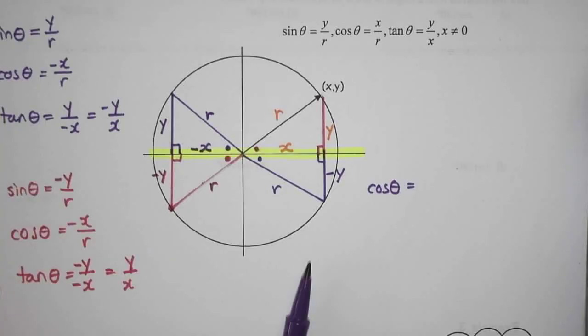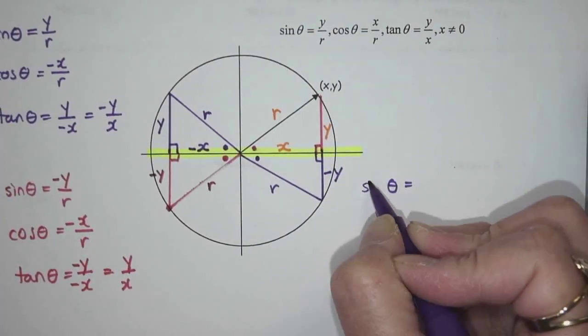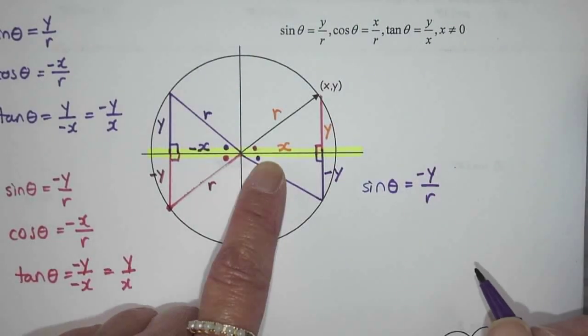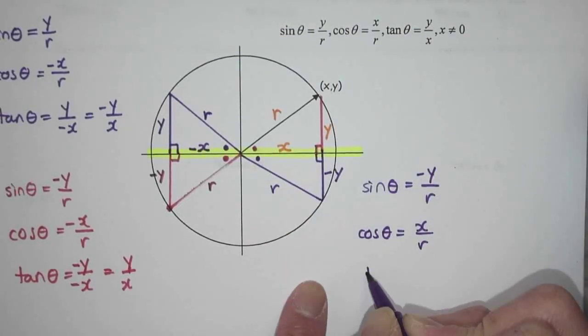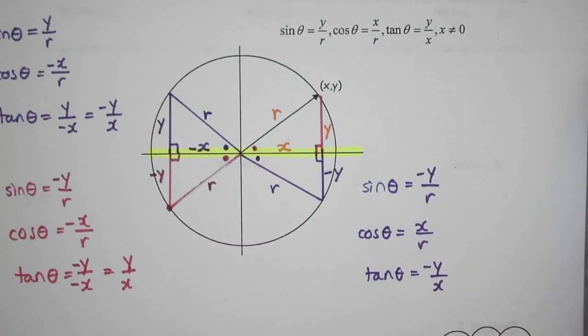The sine of theta would be negative y over r. Is that okay? Opposite over hypotenuse. Cos of theta would be x over r. And tan of theta would be negative y over x. You see where I'm getting those ratios from?